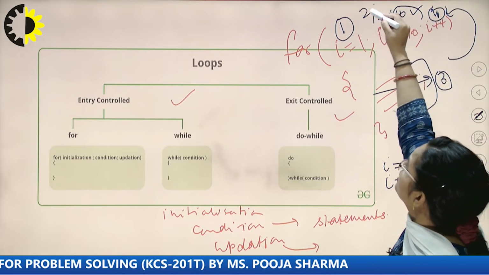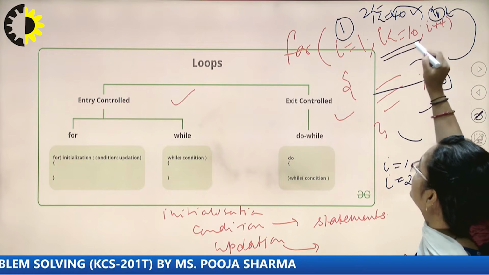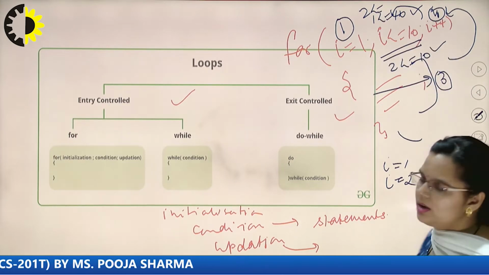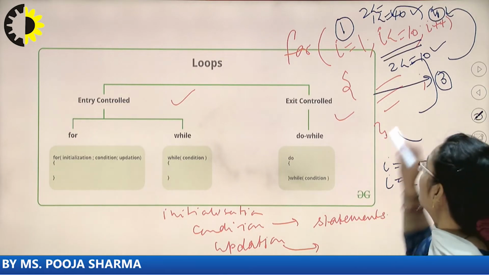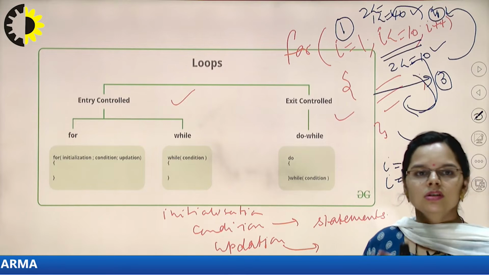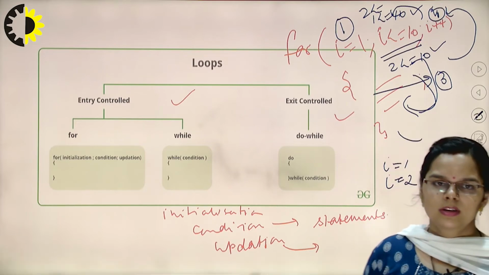If 2 is less than or equal to 10, yes, this condition is true. The compiler says the condition is true. Then again, if the condition is true, the compiler's control would enter inside the body of the loop. So this is how the for loop is used.